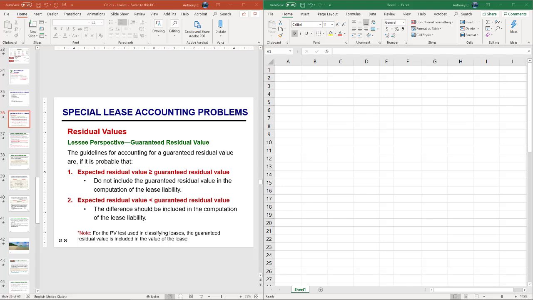In one of our previous examples, the finance lease example, we had a guaranteed residual value in the lease. However, the company expected the residual value to be greater than the guaranteed value. In this case, you don't include the guaranteed residual value when determining the value of the lease liability. However, in the case that the expected residual value is less than the guaranteed residual value, the difference between the two will be included in the computation of the lease liability.